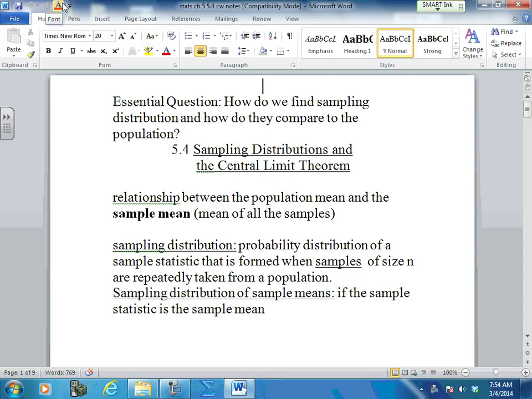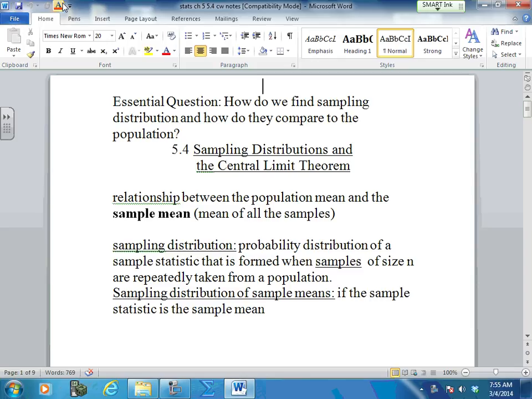In previous sections, you studied the relationship between the mean of a population and the values of a random variable. We took the population mean, we took the population standard deviation. We put them into your z-score formula, we put them into the x, whatever. In this section, you will study the relationship between the population mean and the mean of samples taken from a population.